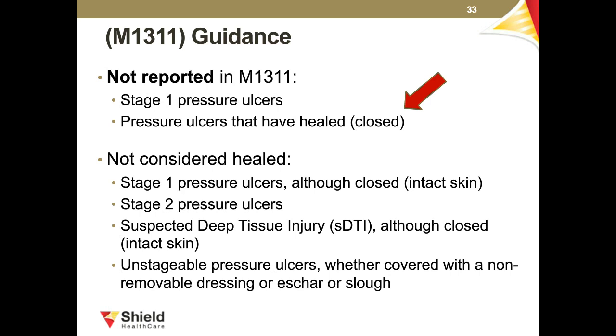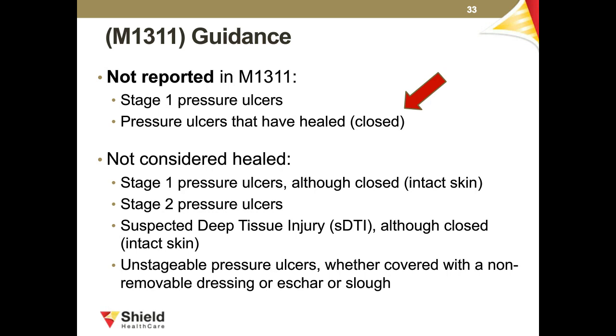Now, they do re-epithelialize in both stage 2s as well as 3s and 4s. So if they've closed up and there's nothing open on that wound anymore, then they are healed. When we have some of our unstageables, they will not be considered healed. So a stage 1 pressure ulcer, although it doesn't have any open skin, it's got intact skin, it's not considered healed, but it's not counted in M1311. It'll come up again later on in M1322.